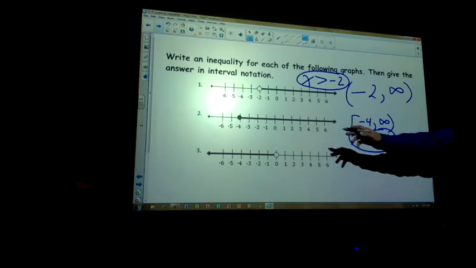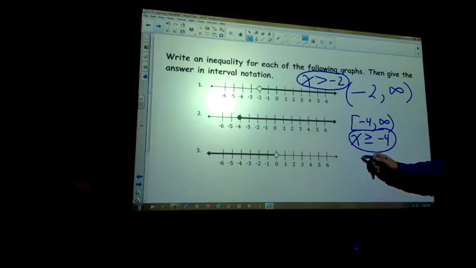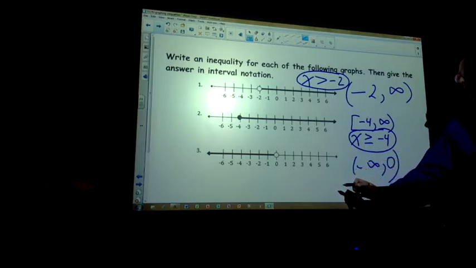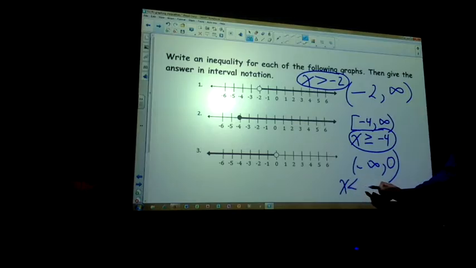Start. Where am I coming from? Zero. Negative infinity. Where am I going to? Zero. Rounded or square? Rounded. Okay, hold on. So I want X to be less than what? Zero. Zero, that's it.